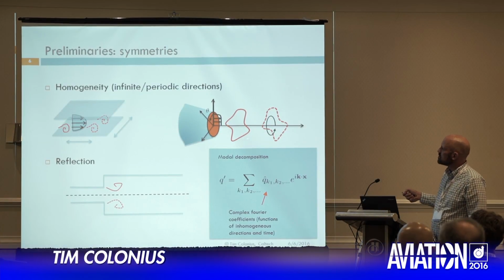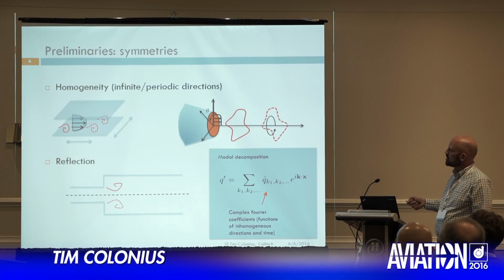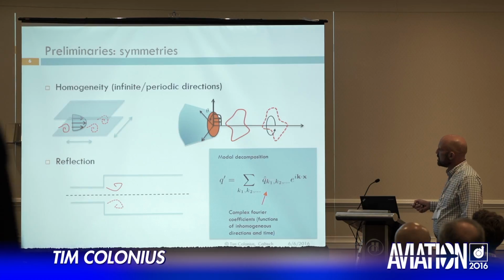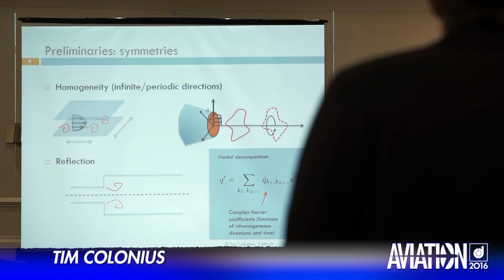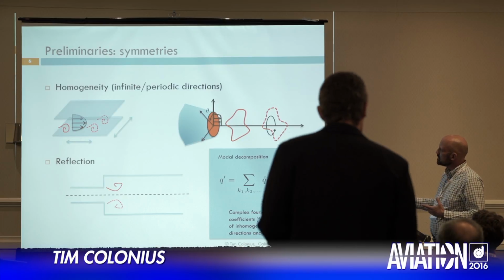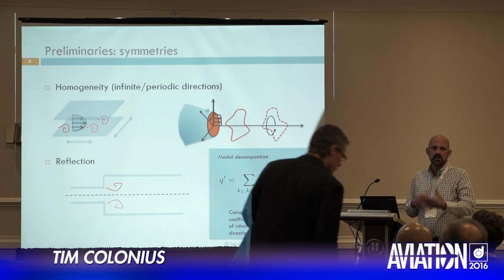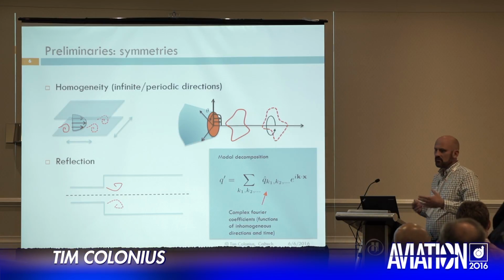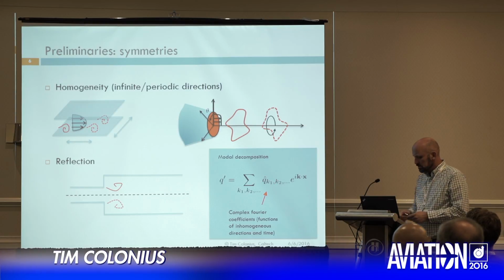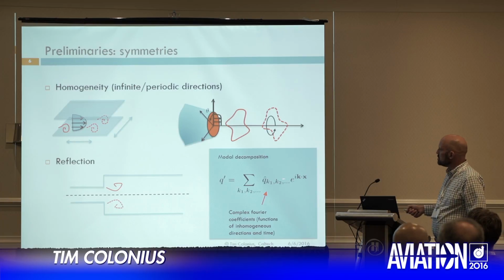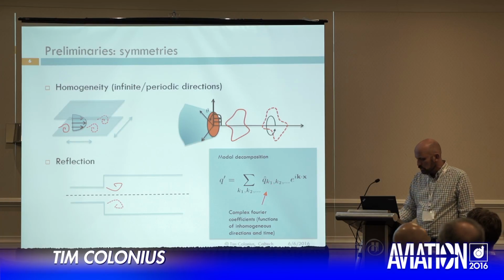In the case of homogeneous directions, however, what we do is we do a Fourier decomposition of the flow field in whatever homogeneous or periodic directions we have. So in what follows in this talk, I'm going to assume that we've taken care of these symmetries ahead of time. So if we're dealing with homogeneous directions, we've already Fourier transformed the governing equations into Fourier modes in those particular directions. And so we'll call these new modal amplitudes Q hat.